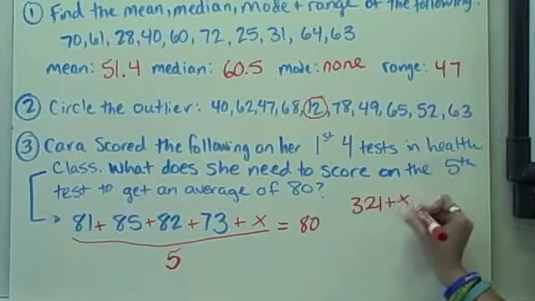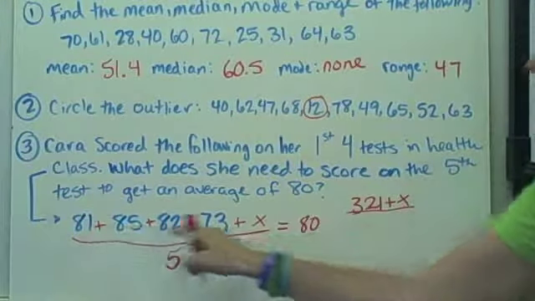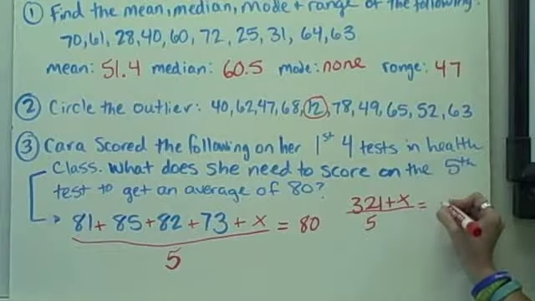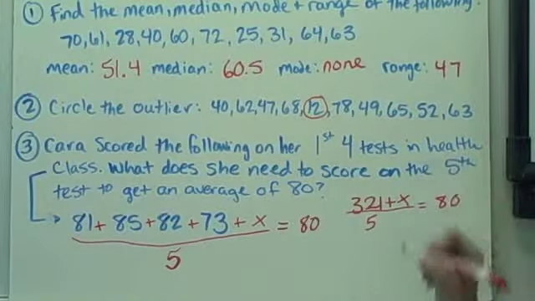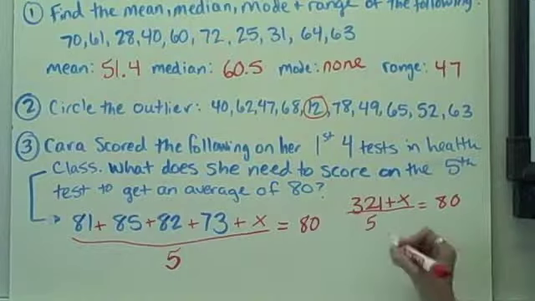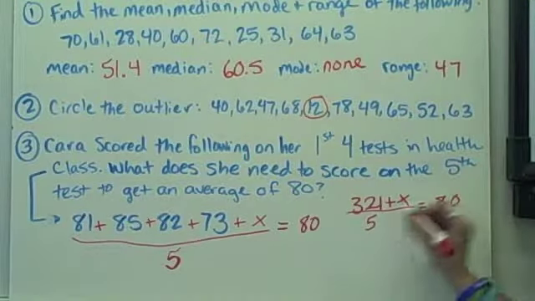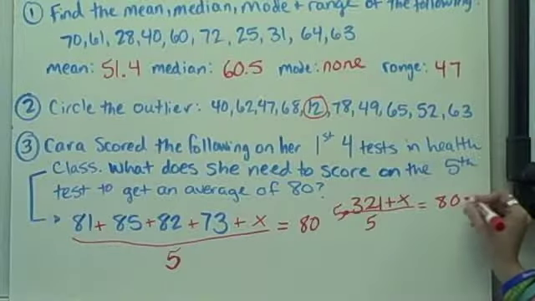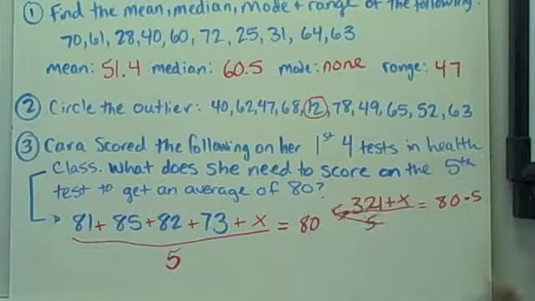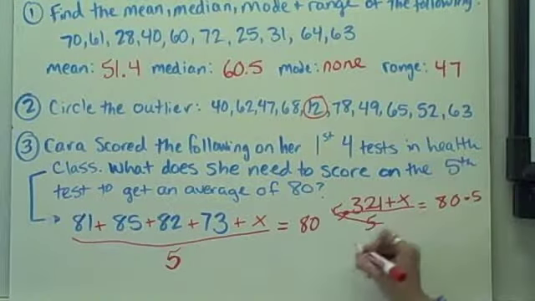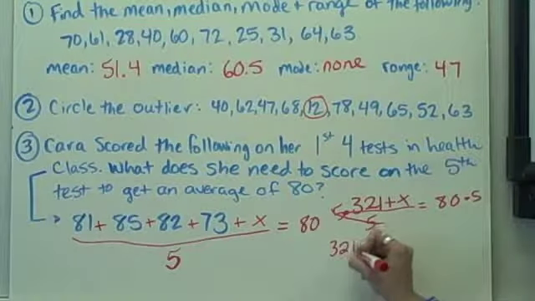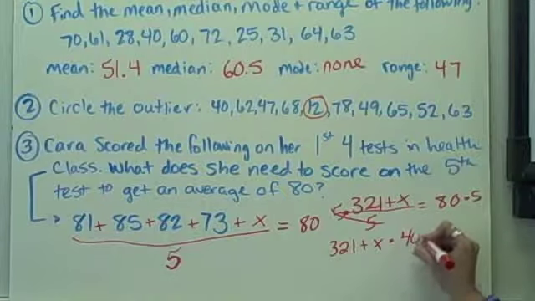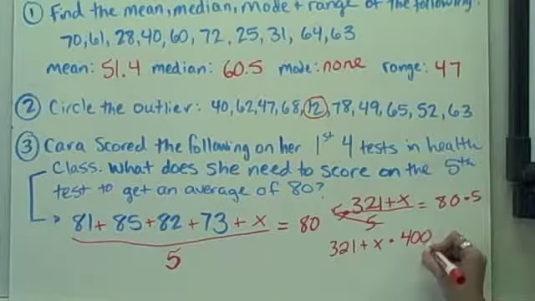If I go ahead and simplify my equation, I get 321 plus my unknown, so all I did was add those 4 numbers together. That is still being divided by 5, and that is still being set equal to 80. To solve, like I said, I'm going to multiply both sides by 5 to get rid of the denominator on the left side of the equation. I get 321 plus x equals 400, because 80 times 5 is 400.